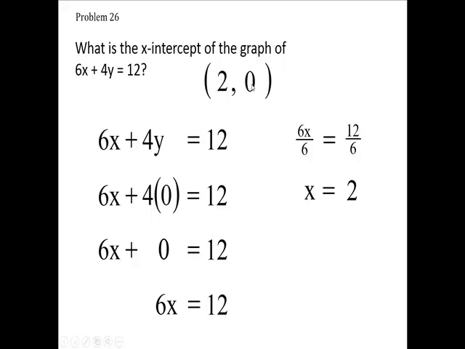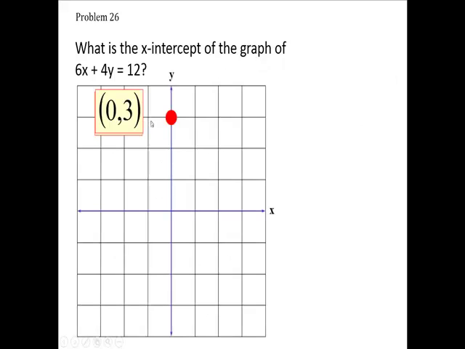So this is the x-intercept. I'll show you what I'm talking about. We originally had 0, 3, which was the y-intercept. We are graphing now 2, 0. We're going 2 to the right and putting a dot right at the 0. This is where the line, if you drew a line, would cross the x-axis. This is the point 2, 0.